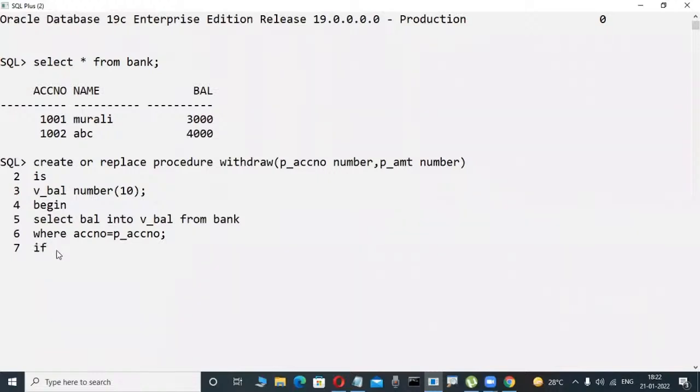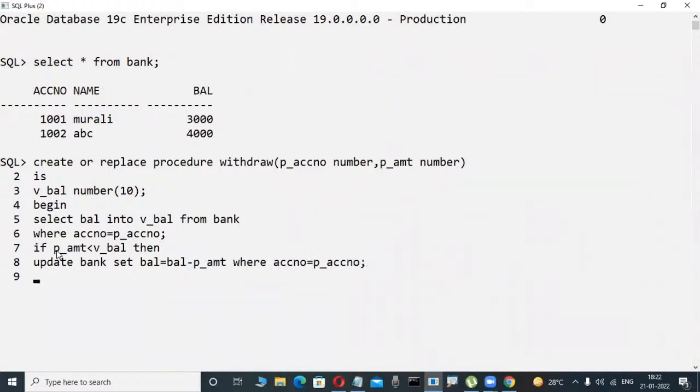Whenever I insert an ATM card and try to withdraw 9,000, as in the previous case, that is the amount. Logically, not as coding: if that amount is less than the available balance, then I want to affect the database. Update table name set balance equal to balance minus p_amount. That is the coding.